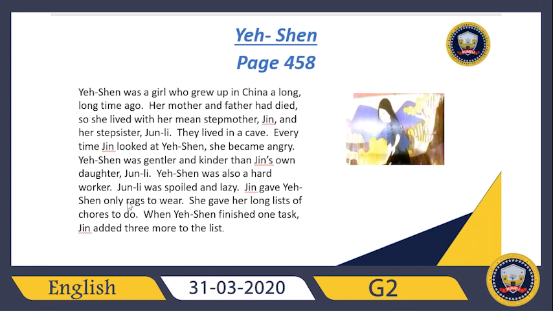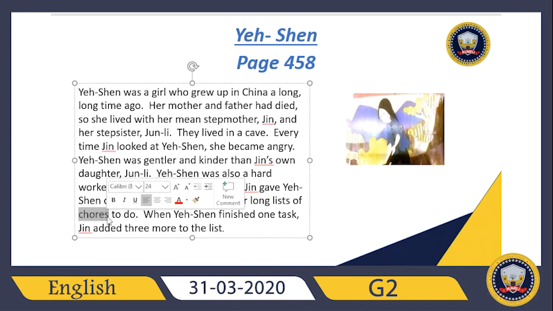What do you mean by this word? You can circle this word or underline it. Rags mean old, worn out dress. So she gave her only rags to wear. She gave her long list of chores to do. You can underline this word also. Chores. What do you mean by chores? Work. So she gave her long list of work. When Yishen finished one task, Jin added 3 more to the list. Let's move to the next page.